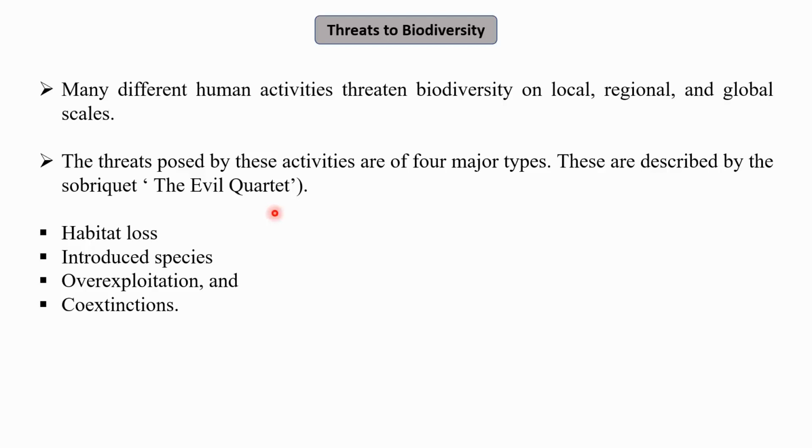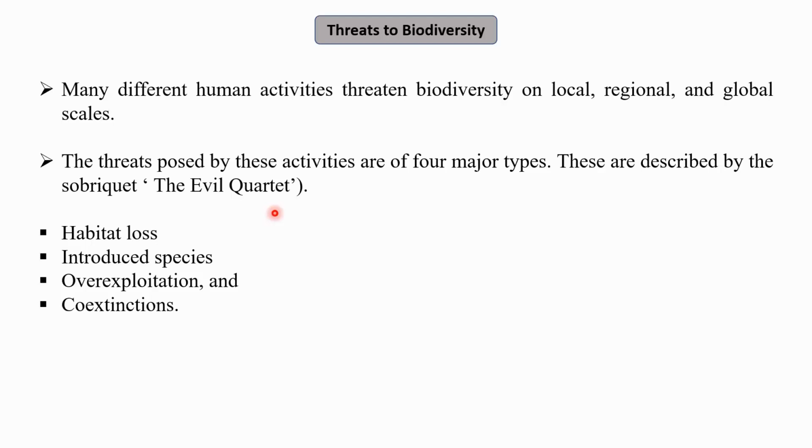The second is introduced species, where the introduction of outside species which are not native to the place may overpower the native species in terms of growth or resource utilization, thereby depleting the growth of the native species. The third is overexploitation, where overexploitation of the items that we receive from biodiversity has led to the loss in the biodiversity.